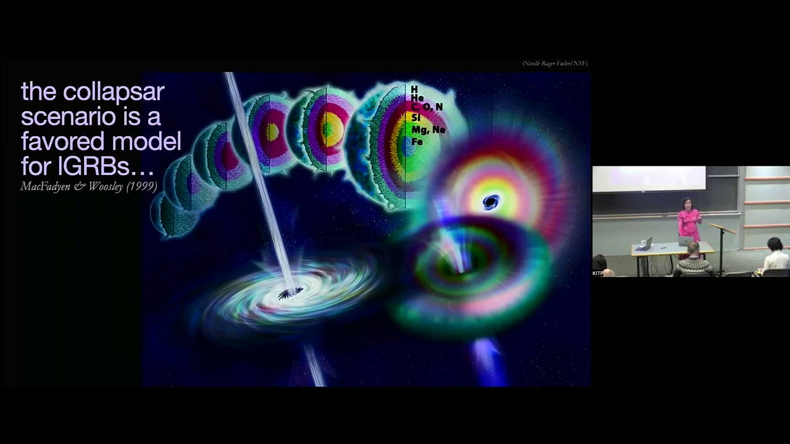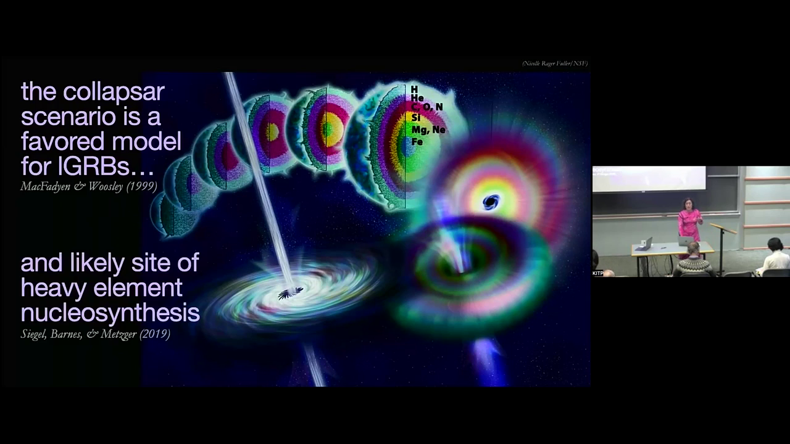Collapsars also in recent years have drawn additional interest because they're suggested as a site of heavy element nucleosynthesis through the R process channel. So a paper in 2019 in Nature led by Daniel Siegel suggested that collapsars may even be the dominant source of R process elements in the universe. So these are elements like gold, platinum, europium that we know are made in neutron star mergers, but may also be made in these events.